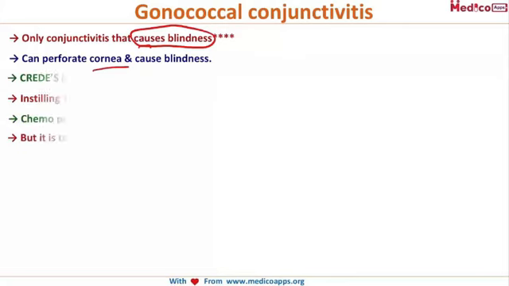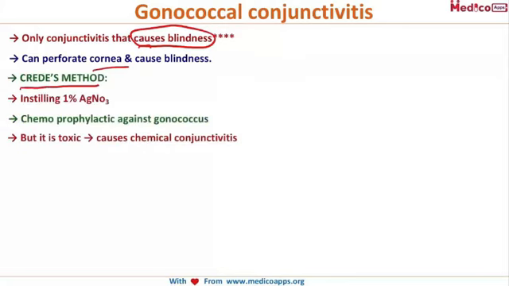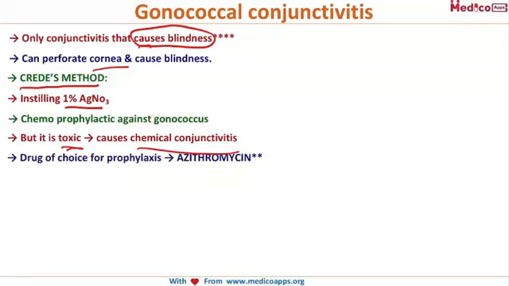So the management is by this method called Credé's method. You will instill 1% silver nitrate in the newborn's eyes, okay? Silver nitrate has chemoprophylactic action against gonococcus, so that is why it is effective. However, it is toxic and can cause chemical conjunctivitis in return, okay? So the drug of choice for prophylaxis is azithromycin, okay?